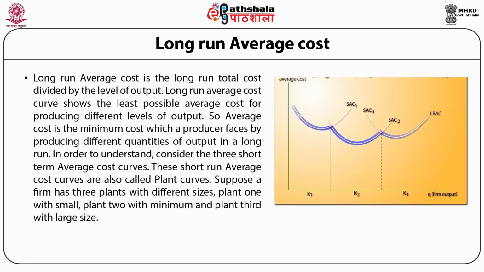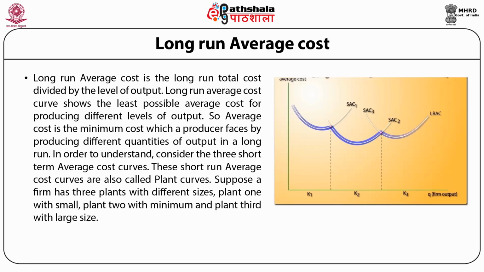Long run average cost is the long run total cost divided by the level of output. Long run average cost curve shows the least possible average cost for producing different levels of output. So, average cost is the minimum cost which a producer faces by producing different quantities of output in a long run. In order to understand, consider the three short-term average cost curves.